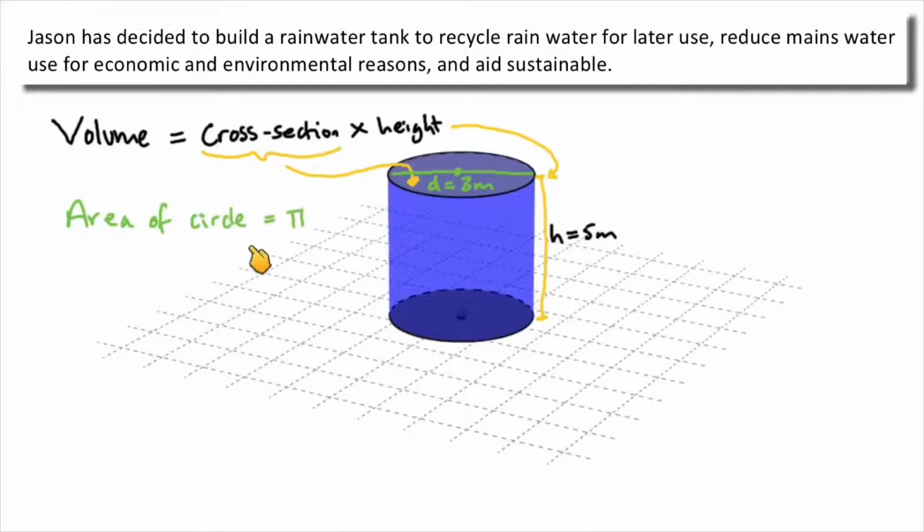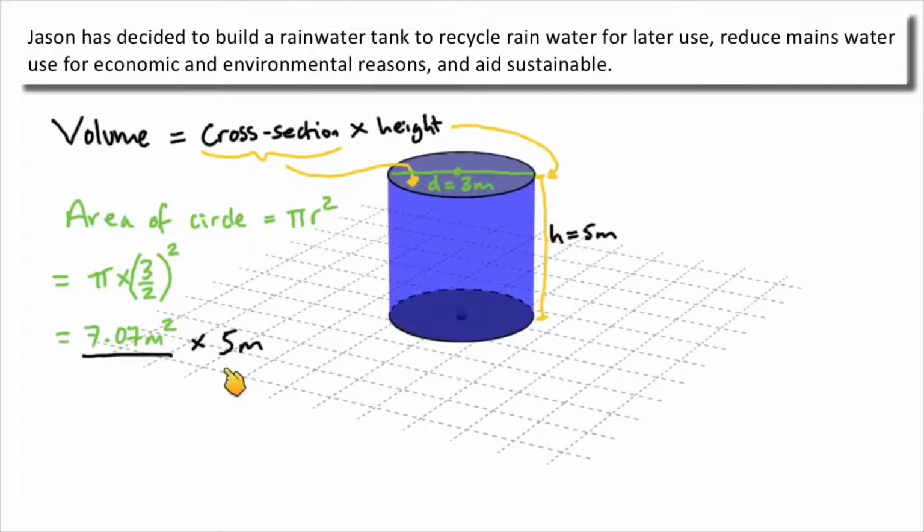So the area of the circle, or the cross section, is pi times r squared. R in this case, the radius, is half the diameter, so it's 3 divided by 2. So to work out the area of the circle, we do pi times 3 divided by 2 squared, that's pi r squared, which gives us an area of 7.07 meters squared.